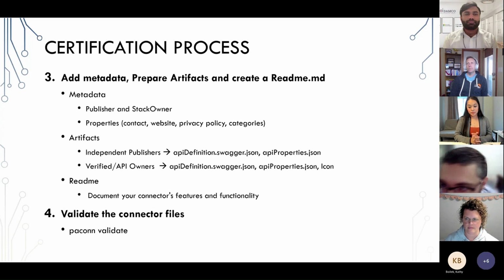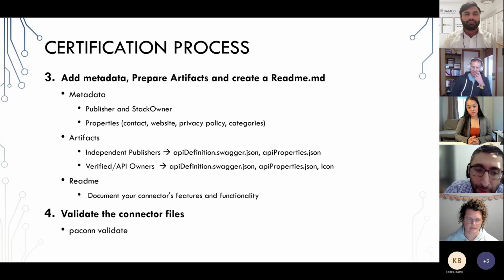We have a tool called Bacon tool. You can use it to download your custom connector from Power Automate, and you can use it also to validate your artifacts before submitting to our certification process. So you make sure that your files are ready and valid for certification. So it's highly recommended to validate your artifacts before submitting them.